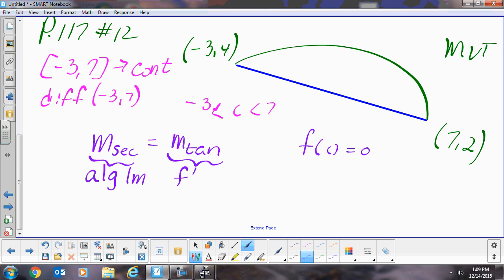Okay. So it says, they're telling us on A that f of c equals 0. Does that have anything to do with mean value? Well, what is the slope of the secant line, by the way? Let's go ahead and find slope of secant. What is it?